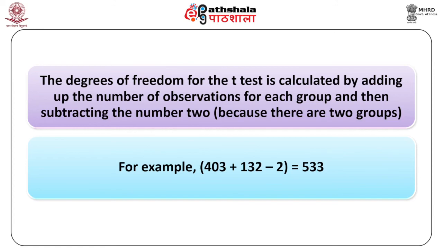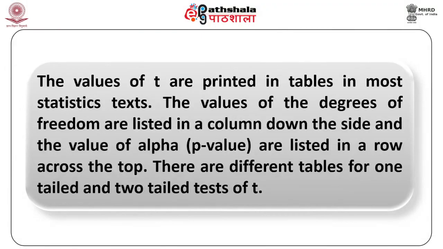For example, we have 403 plus 132 minus 2, which comes out to be 533. Distribution of t. The values of t are printed in tables in most statistics texts. The values of the degrees of freedom are listed in a column down the side, and the value of alpha, that is the p-value, are listed in a row across the top. There are different tables for one-tailed and two-tailed tests of t.